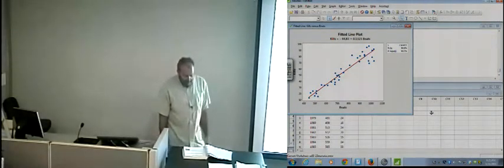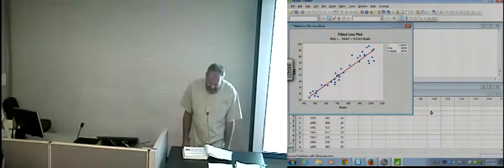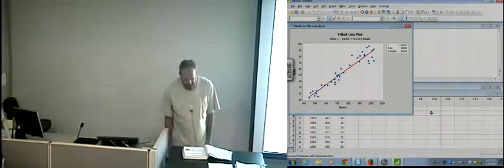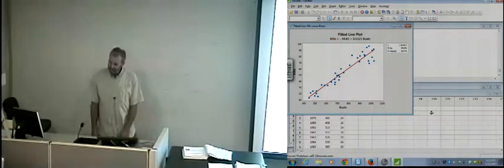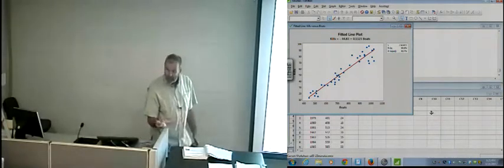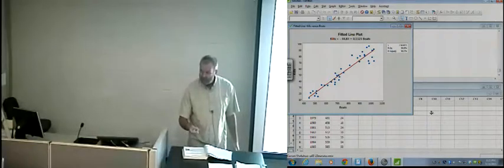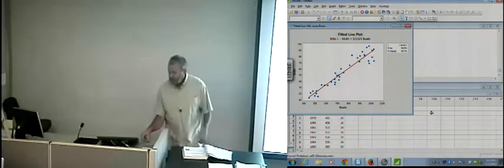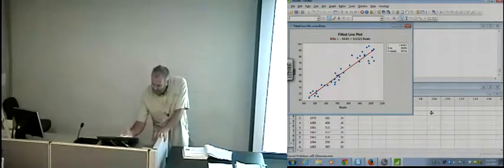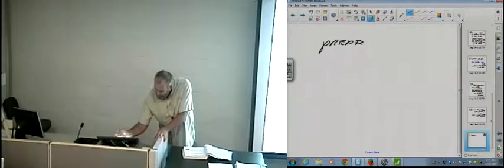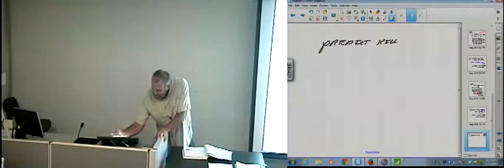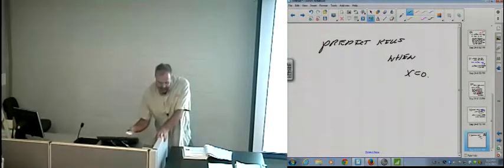Okay? Part C says, predict the manatee deaths if there were no boats registered in Florida. You know what they're asking you about? They're asking you about the y-intercept here. Remember, that's when x is 0. When there are no boats registered in Florida is when x is 0. So that part, we want to predict kills when x is 0.